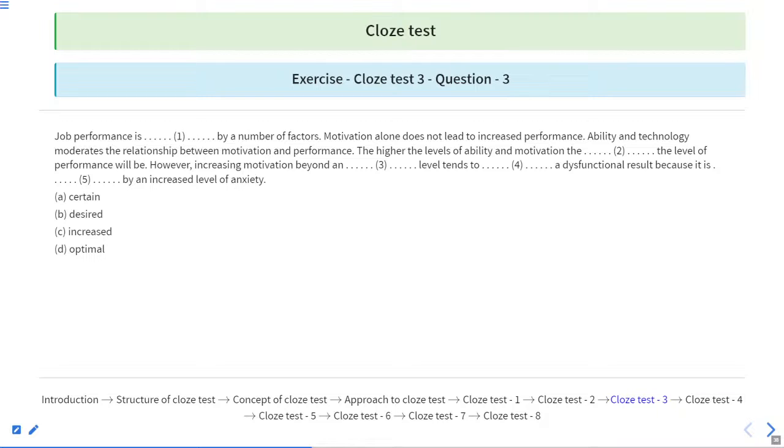There are 4 choices here. Some of these choices are quite near to the actual answer. So, if we say increased motivation beyond a certain level, the only thing is there's a word "an" here. Therefore, one of these choices may begin with a vowel. So, it cannot be certain, it cannot be desired because these are not beginning with a vowel. It can only be one of increased or optimal.